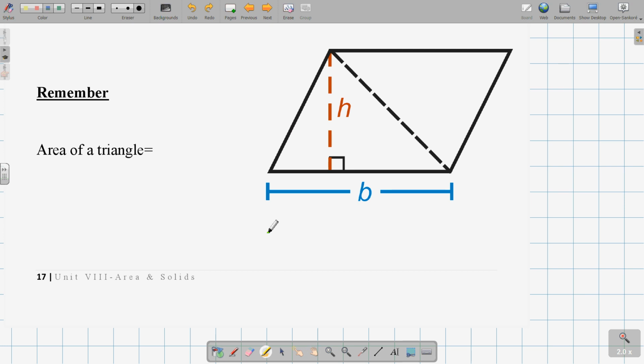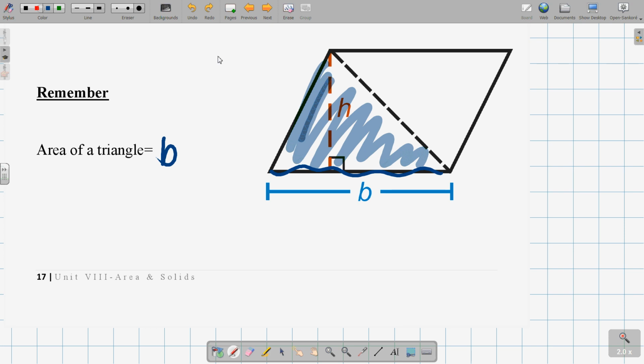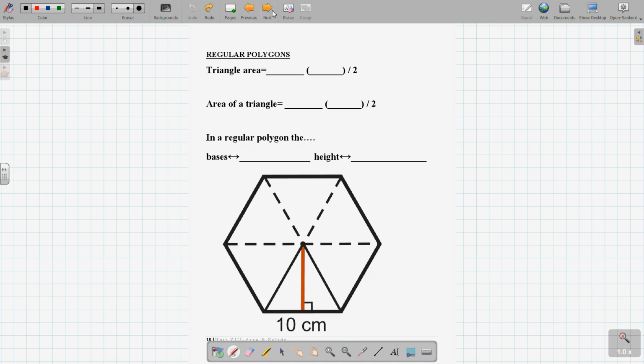Let's recap. To find the area of a triangle, once again, it is simply going to be base times height, because it's half a parallelogram, over 2. So triangle area is base times height over 2. I'd like you to rewrite it again, just to remember.